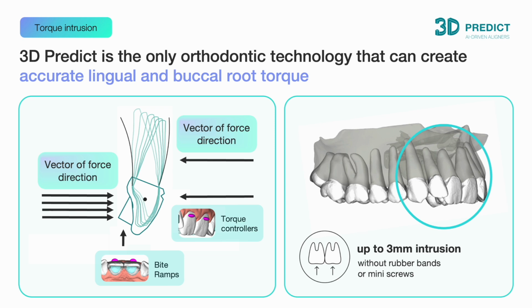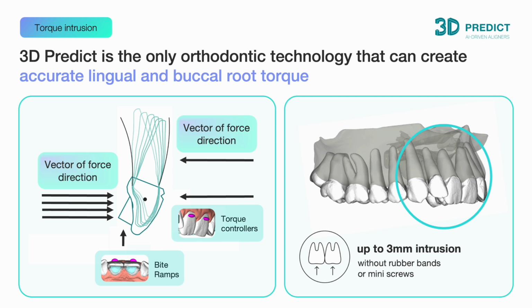We also apply our AI protocols to provide you with a treatment that is feasible and that can create simultaneous intrusion and torque without the need for rubber bands or any other additional appliances. In this example, we determined that for torque intrusion to take place, we need to utilize bite ramps on the lingual of the anterior teeth and torque controllers around their cervical region. Please note that both these elements are included within the aligner, so you don't need to add them yourself, but we will be discussing them in upcoming videos.